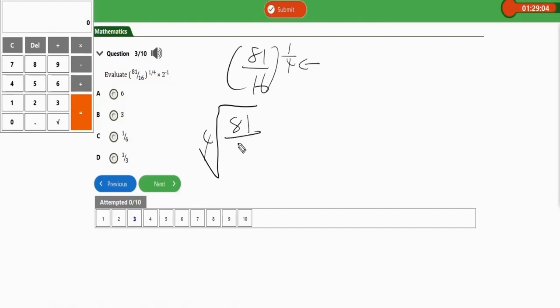81 over 16. So when you break this down, the fourth root of 81 is 3, and the fourth root of 16 is 2. Remember, we did something like this in the first question. When you check 3 times 3 times 3 times 3, you get 81. So the fourth root of 81 is 3. The fourth root of 16 is 2. 2 times 2 times 2 times 2 is 16. So that's how you do this thing, guys.